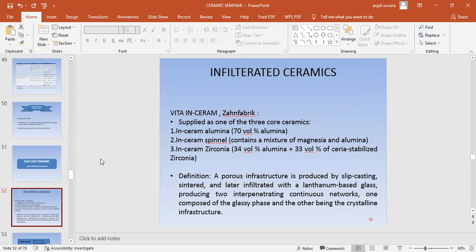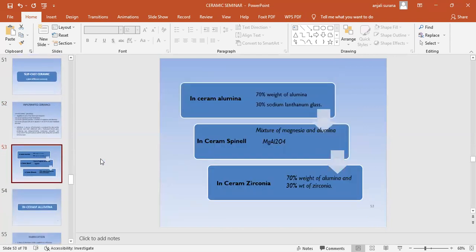Definition: a porous infrastructure is produced by slip casting, sintered and later infiltrated with lanthanum-based glass, producing two interpenetrating continuous networks, one composed of a glassy phase and the other the crystalline infrastructure. In-Ceram Alumina: 70% by weight alumina and 30% sodium lanthanum glass. In-Ceram Spinel: a mixture of magnesia and alumina. In-Ceram Zirconia: 70% alumina and 30% zirconia.